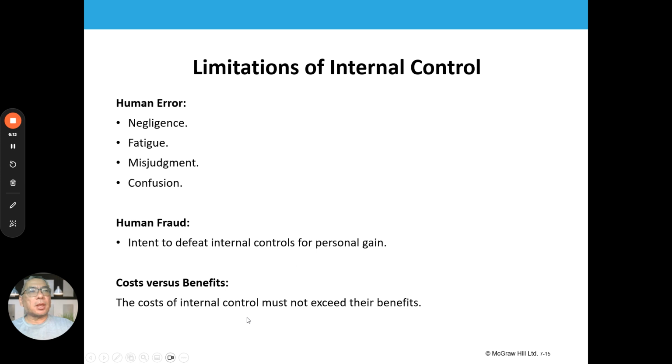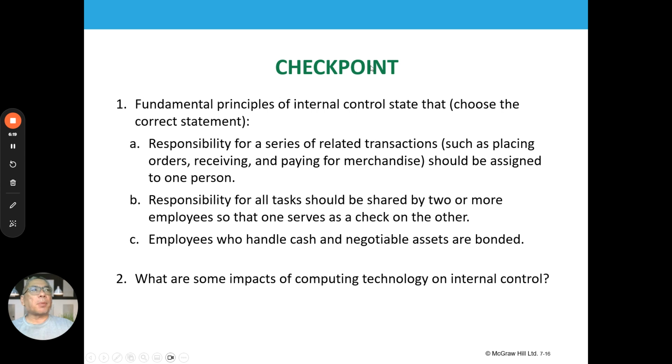Cost versus benefit. The cost of internal control must not exceed their benefits. Okay, that's the one. And then your checkpoint here, the fundamental principle. What are the impacts in technology? So most of the time now is getting automation through the e-commerce system. So that's the idea, to reduce the level of fraud through e-budgeting.